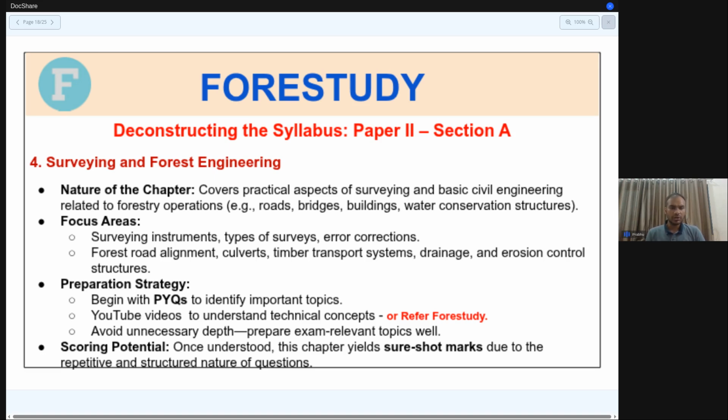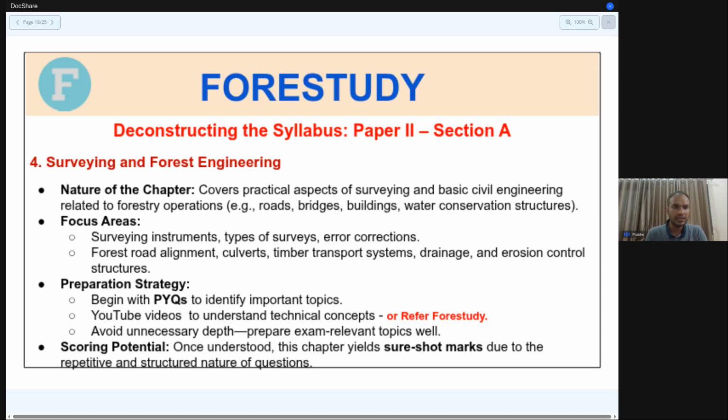And also don't get bogged down that these engineering concepts are here in the syllabus. It is not a very big issue. The questions asked are very direct, like name the types of bridges, the types of surveying, what are the advantages, disadvantages. If you prepare these questions well, this chapter yields sure short marks. So refer to PYQs and prepare short notes accordingly.